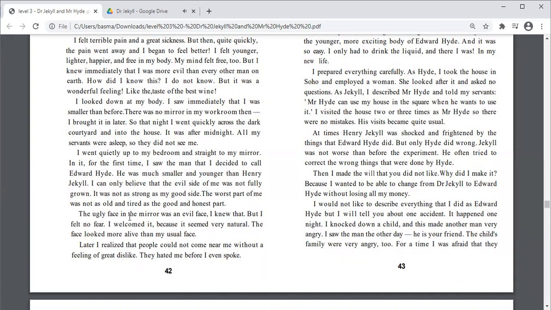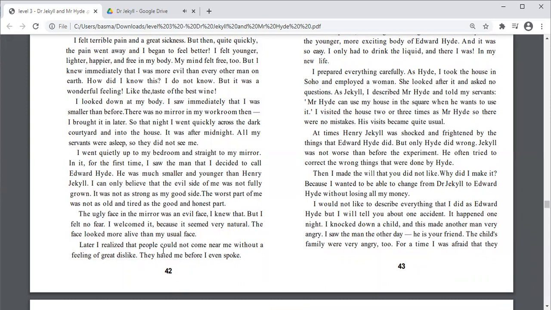The ugly face in the mirror was an evil face. I knew that. But I felt no fear. I welcomed it, because it seemed very natural. The face looked more alive than my usual face.